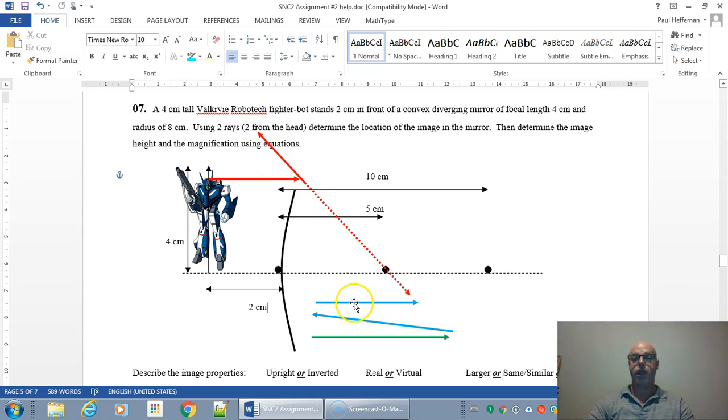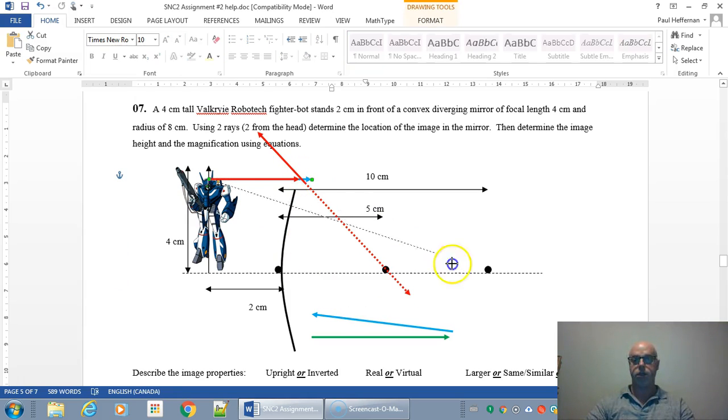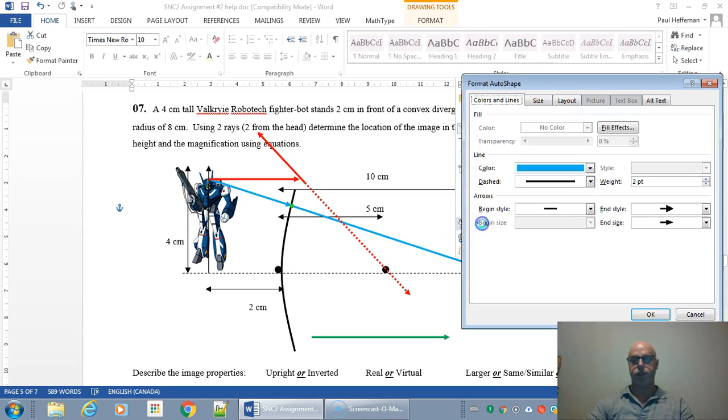The next one I'm going to do is aim it towards the center point like this. So here's the center point. And what's going to happen to this ray is it's just going to bounce right back, the other direction. And we actually can draw an extension line from there, like this. And that will actually go through the center. But this is an extension line, so we're just going to change that to be a dashed line as well.